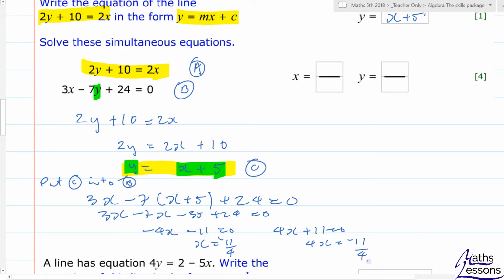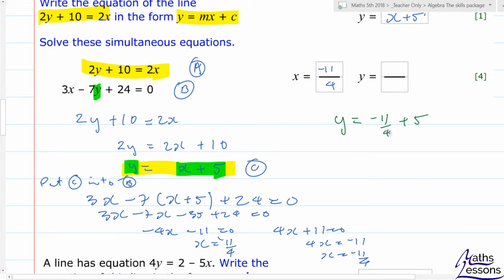Okay, so we've got... I'm going to rub that out. I don't like that, I was going to write it out again. There we go. And now we've got x is minus 11 over 4. Now, the easy way to find y is to use this equation here. So we know that y equals x, which is minus 11 over 4, plus 5.